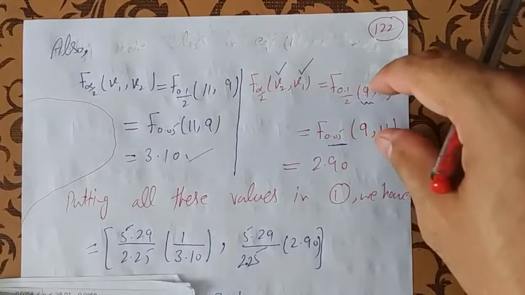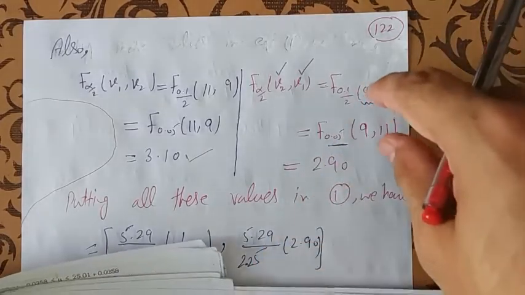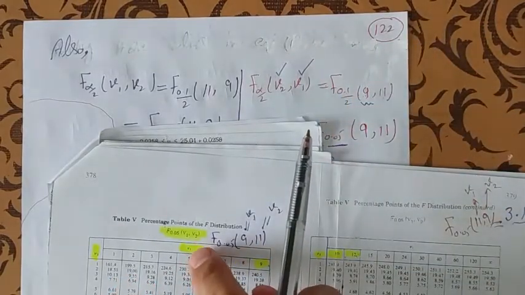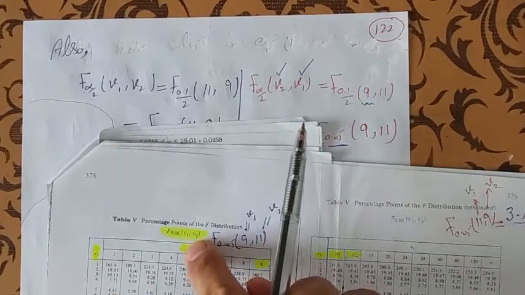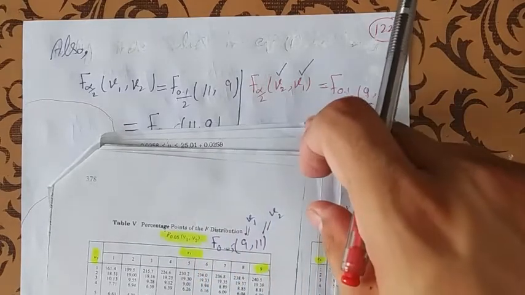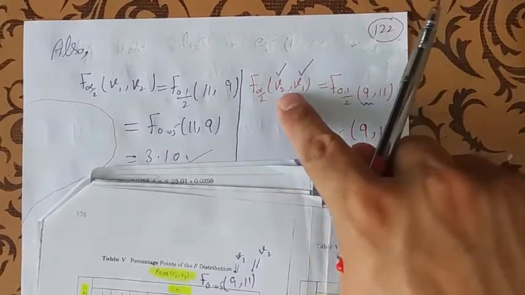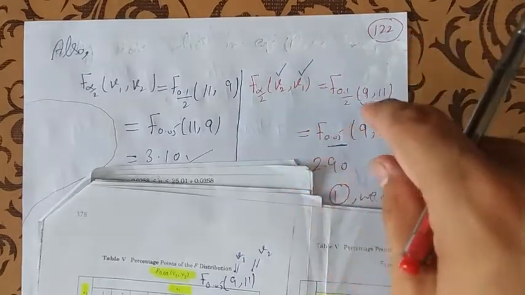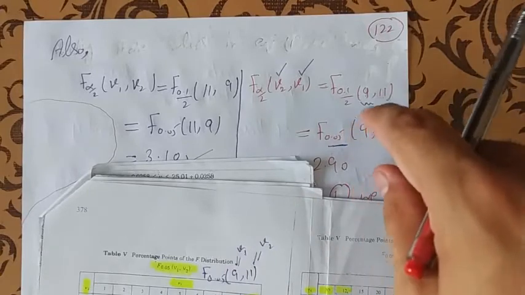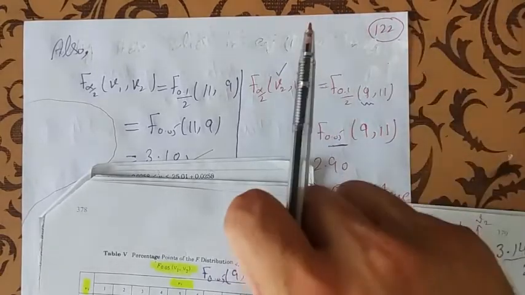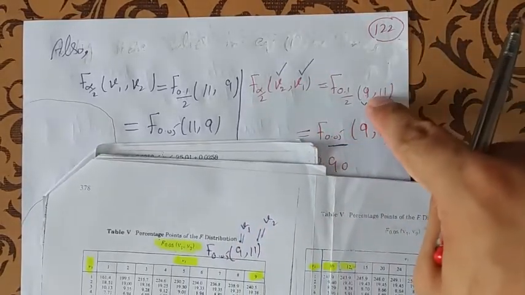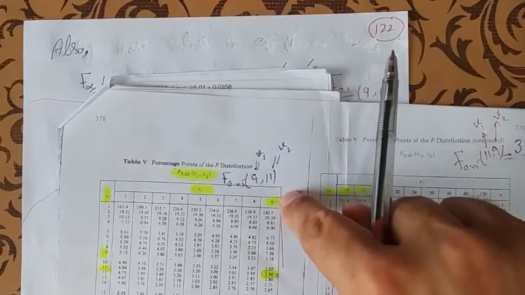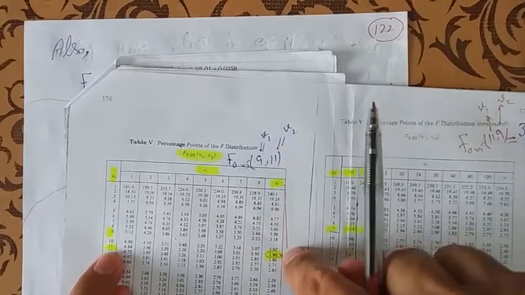Why do we choose this process for that value? Because the table is given in which the first value is nu1 and the second value is nu2, but we require nu2 first and nu1 second. So we convert our value according to this table. The first value is always equal to nu1 and the second value always equal to nu2. So the first value is 9 and the second value is 11, and the corresponding value is 2.90.